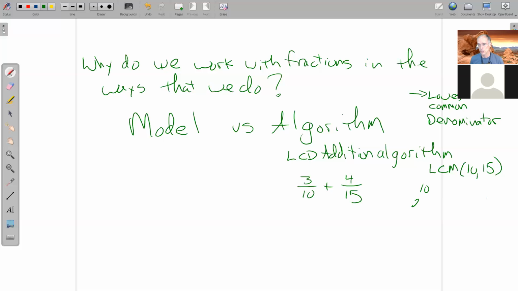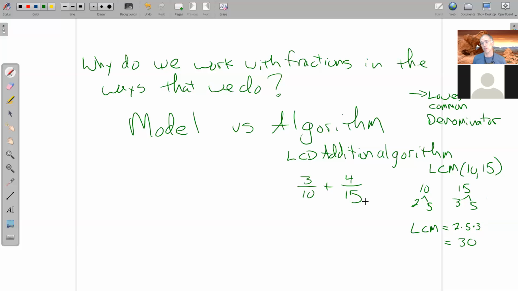So 10 is equal to 2 times 5. 2 and 5 are prime, so it doesn't factor further. And then 15 is equal to 3 times 5. 3 and 5 are prime, so that doesn't factor further. The LCM of these two numbers, for the 10, has to have a factor of 2, has to have a factor of 5. For 15, we also need a factor of 3. We don't need another factor of 5 because we already have one. So the LCM is going to be 2 times 5 times 3, or 30.